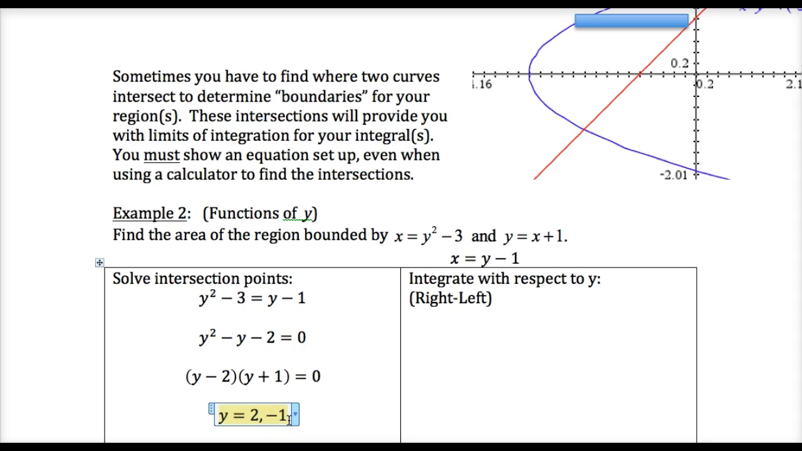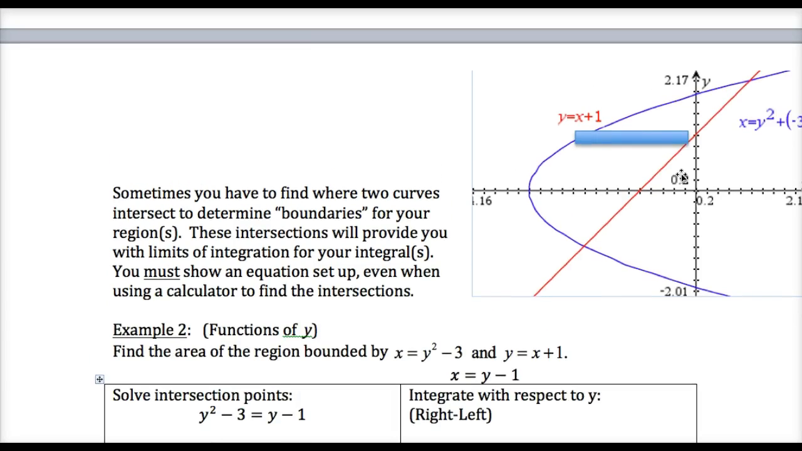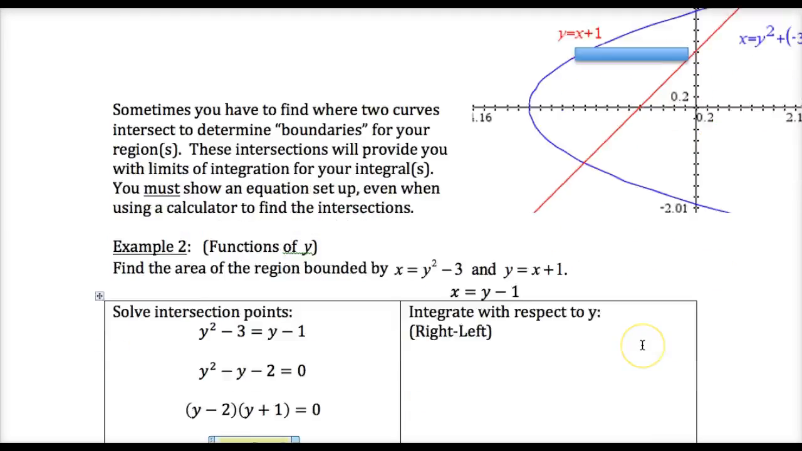Those are y coordinates. Now when I set this up in my definite integral, dy tells me that I'm going to use my y coordinates for this. And if you look up at your picture here, where's the 2? Well, the y being 2 would be up here, and then the y being negative 1 would be down here. So I'm going to make all these cuts run from negative 1 all the way up to 2.